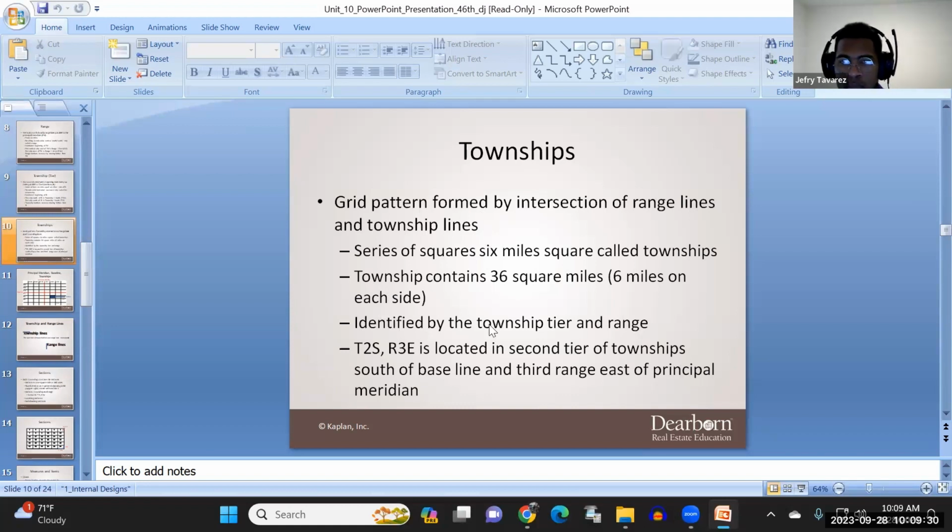Okay, so the way the property is identified is by the township, tier, and range. So for example, T2S R3E is located in the second tier of townships down, south of the baseline. So the baseline is here. If it's T2 south, you got to go 2 down. And then it says R3 east. So the third range east of the principal meridian is where that would be. So you go to the principal meridian, you go T2 south, you go down 2, and you go R3 east. You go over here, and it would be that township over there, right?